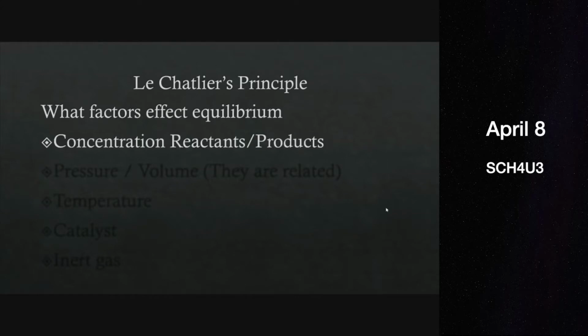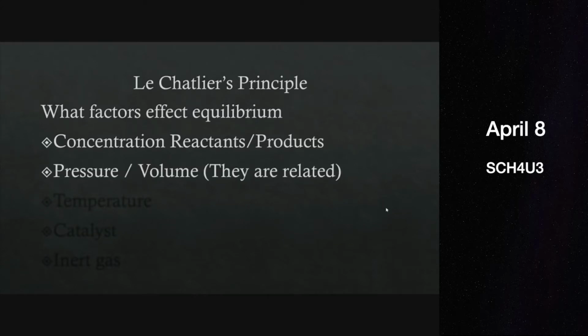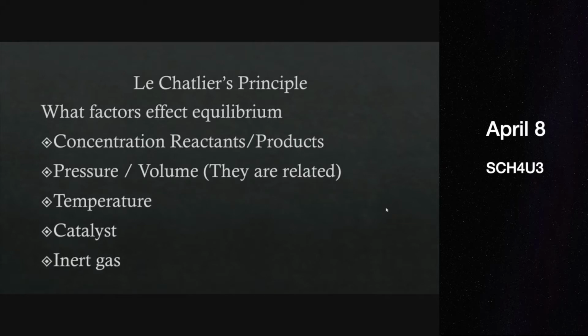Now, what we're going to look at is what factors affect equilibrium. We're going to look at the effect of concentration of both reactants and products, how volume change or pressure change affects an equilibrium, how temperature affects an equilibrium, how catalysts and inert gases may or may not affect the equilibrium shift. So those are some of the things that we are really going to look at. They also call that factors that affect equilibrium. So bear that in mind.